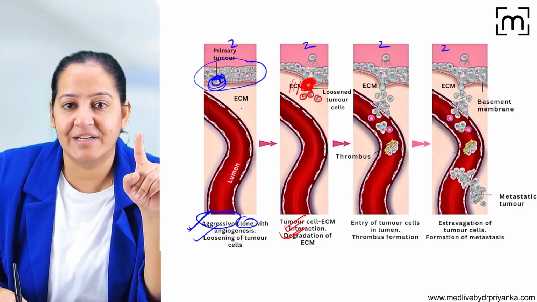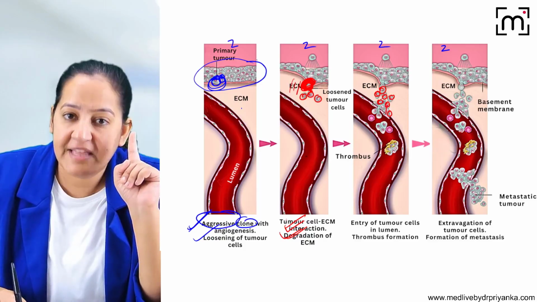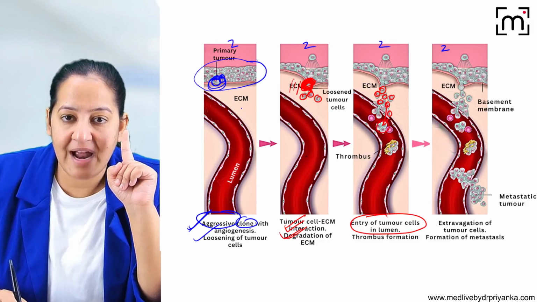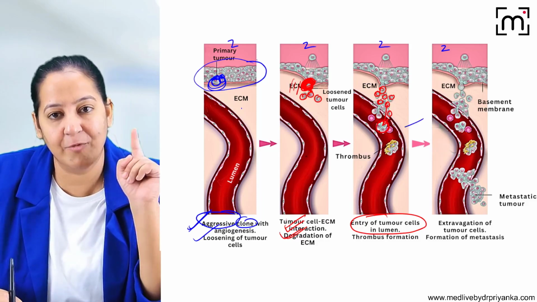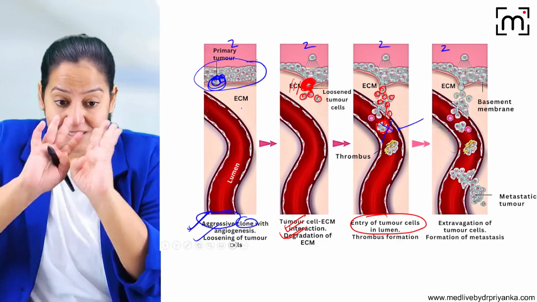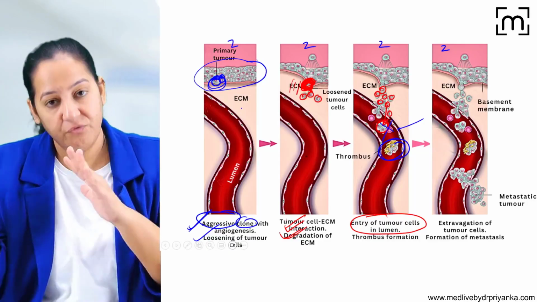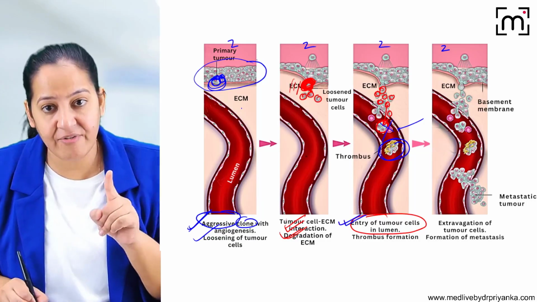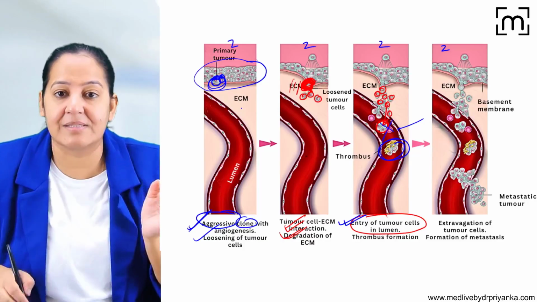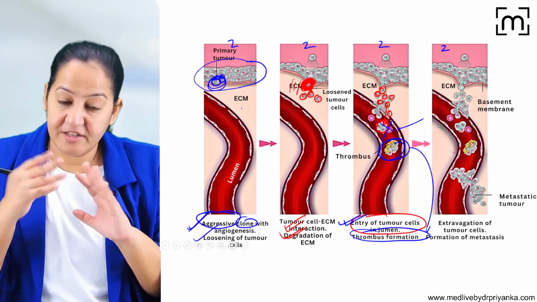Now after that, these tumor cells which are loosened, which are aggressive, have already degraded the ECM, and they will enter the blood vessel. They will enter one of the lumens of the blood vessel, you can see. But once they enter the blood vessel, the lymphocytes, the WBC, will kill them because they are foreign particles. So why don't the WBC kill them? Because they are very smart. The tumor cells cover themselves with RBC and platelets and form a thrombus so that the WBC cannot identify them. You can see they are covering themselves with the RBCs and the platelets.